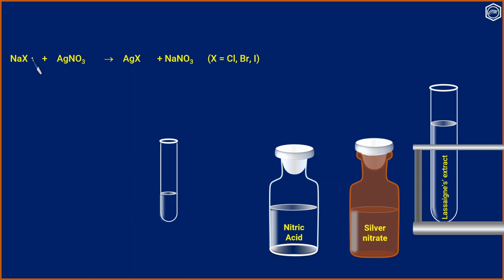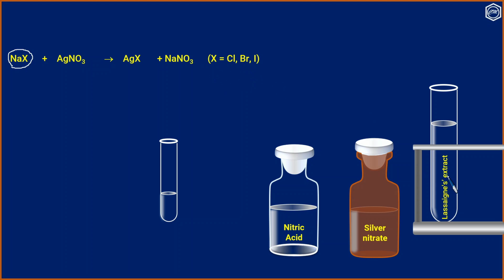Sodium halide is formed when we heat the compound with sodium. When we treat it with silver nitrate, we get the silver halide. Here X is either chlorine, bromine, or iodine.